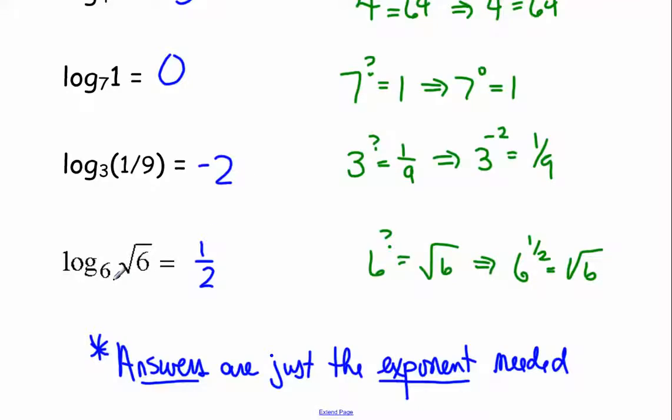And then here's another kind of weird one. We have to remember exponent rules. Log base 6 of the square root of 6. Well, that's equivalent to saying 6 raised to some power is the square root of 6. But remember that roots are the same as fraction exponents where the denominator of the fraction matches the kind of root. So the square root is equivalent to the 1/2 exponent. Okay, my answer then would be 1/2 over here. The answers for these log problems are the exponent that you need.